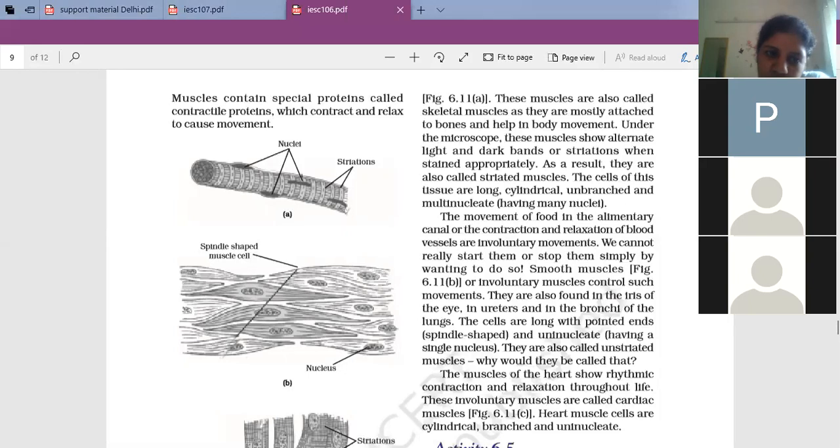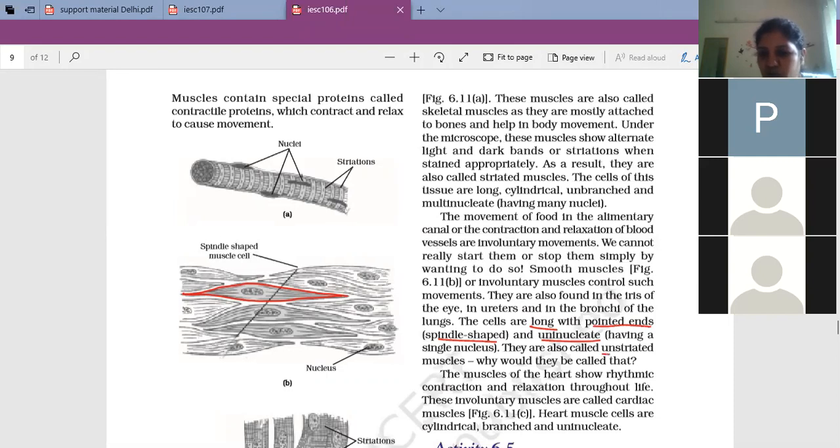This is one cell. So from this to this is one cell. These are the pointed ends. Inside that you will see only one nucleus, so that means they are uninucleated. So these cells are long with pointed ends, that is spindle shaped, and uninucleated, that is having a single nucleus.